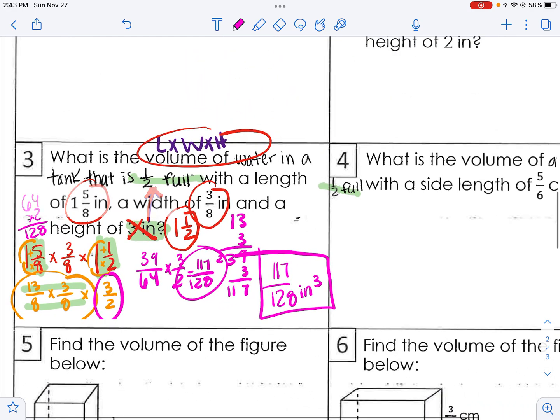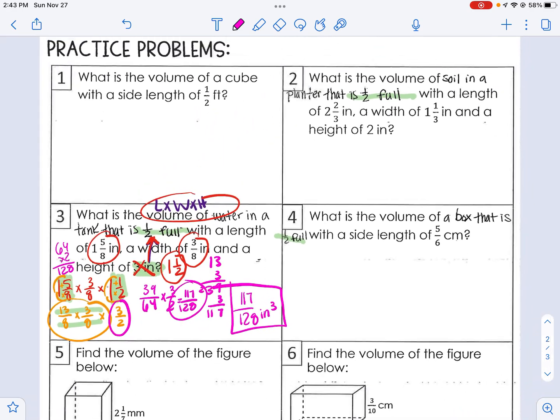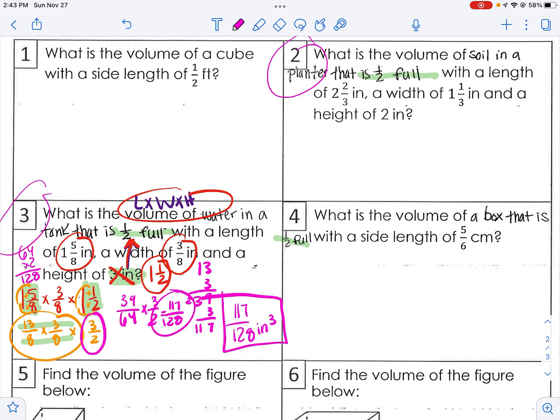Okay, and the only ones that you have to worry about doing that half height for are numbers 2, 3, and 4. All of the other ones, you just do length times width times height regularly. Okay, if you have any questions, ask the people next to you before asking your teacher.